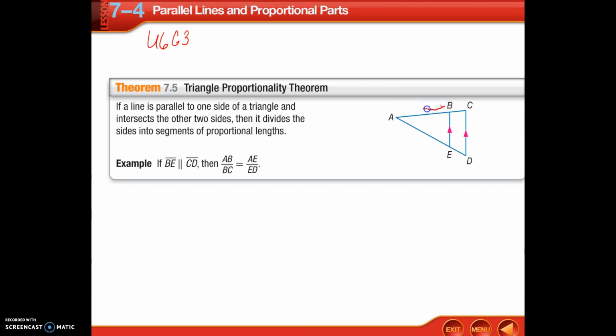So AB over BC equals AE over ED. Also, it doesn't say that on here, but AC over AB would equal AD over AE. It's just as long as you're comparing and setting up your proportions so that those are the same type of comparisons. So if I'm comparing the larger part to the smaller, then I need to do larger part to smaller on this side. So if those lines are parallel, then we're looking at proportional parts.